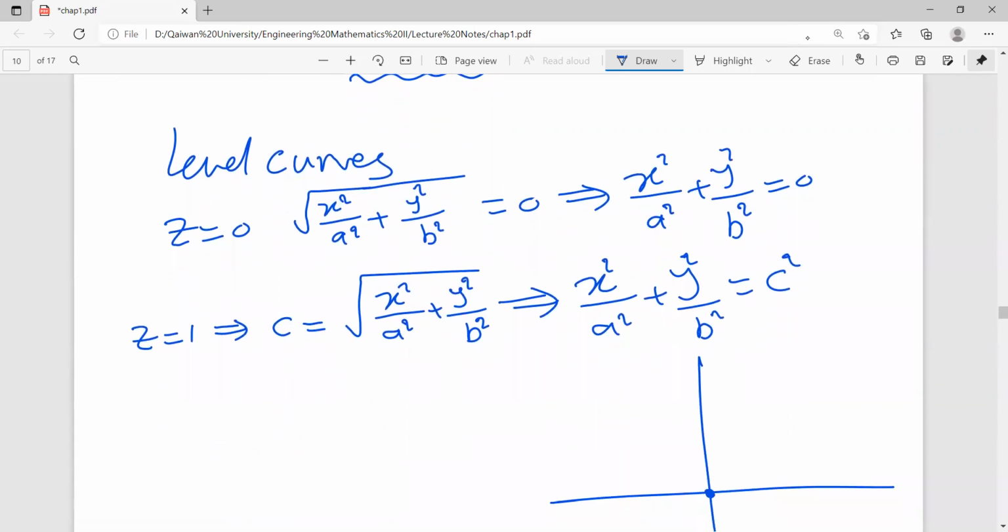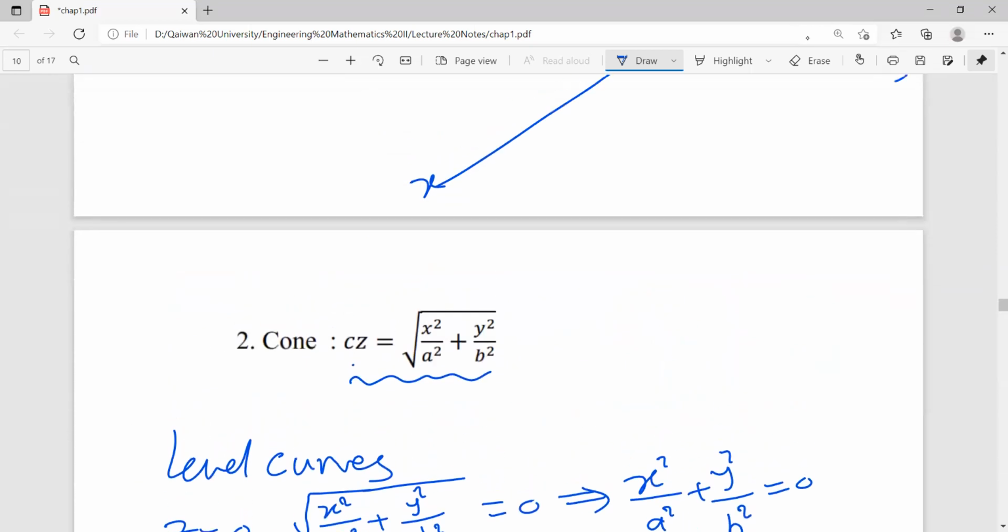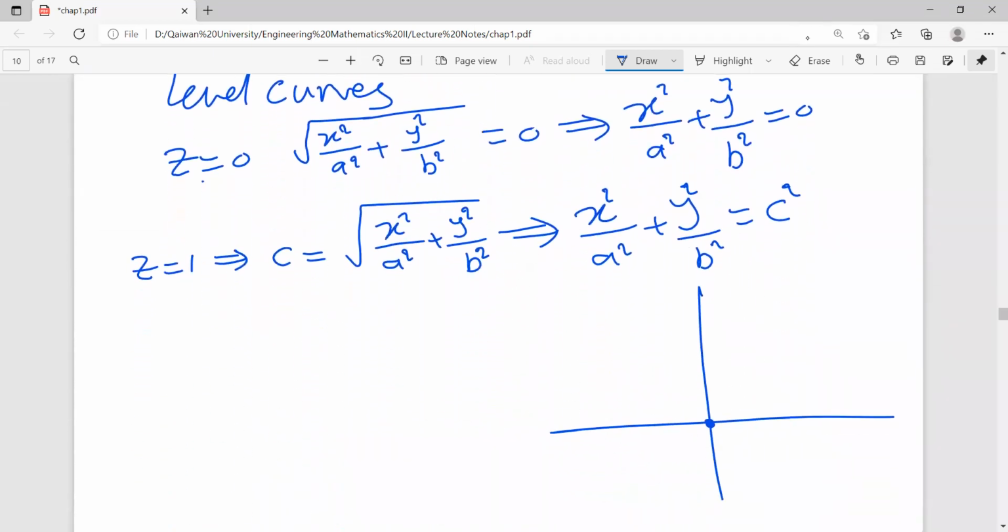We let z be 0. Then we get this equation. It's the equation of an ellipse, and its radius is 0. I mean, it's only a point at the origin. And if z is 1, as we have cz equals that square root, we get c times 1, which is c, equals the square root. Now we square both sides, and we get this equation.